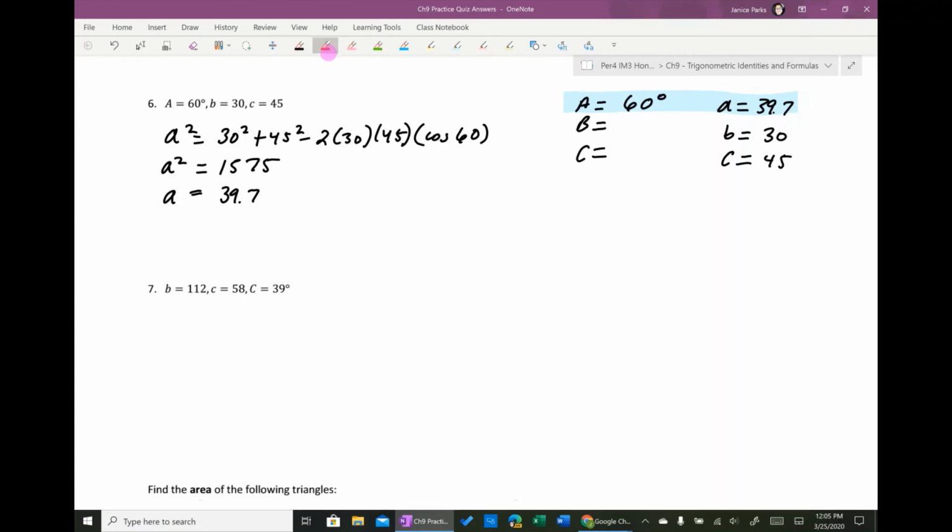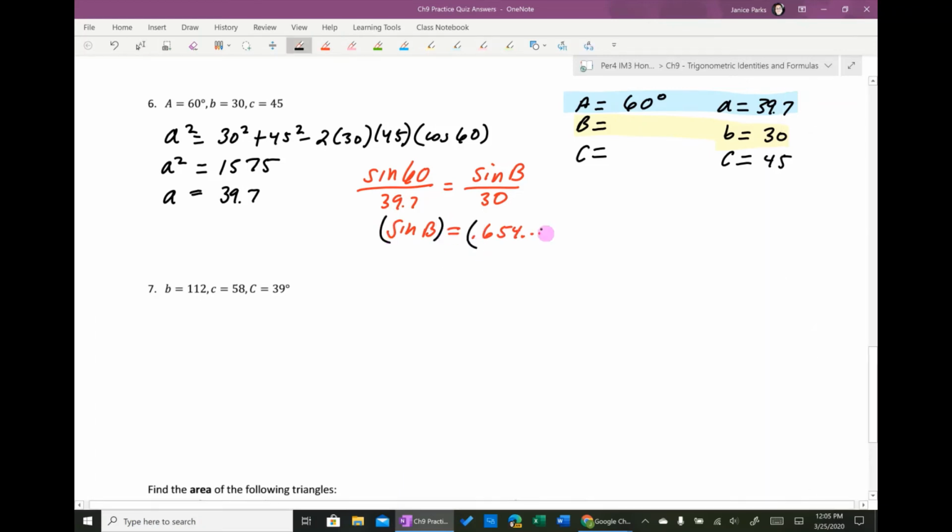We're going to finish by using law of sines, and when you do law of sines and you have two choices of angles, or sides and angles, you always want to do the smaller one first. So we're going to do sine of 60 over 39.7, sine of B over 30. You end up getting sine of B is equal to 0.654, etc. And then you do inverse sine of both sides.